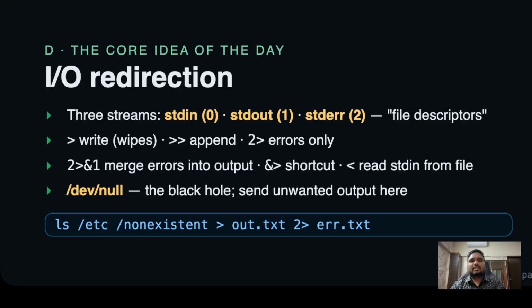A less than sign feeds a file in as standard input, or stdin. And /dev/null is the bit bucket. Anything you send there simply disappears, which is how you throw away output you don't want. Watch this split in action.